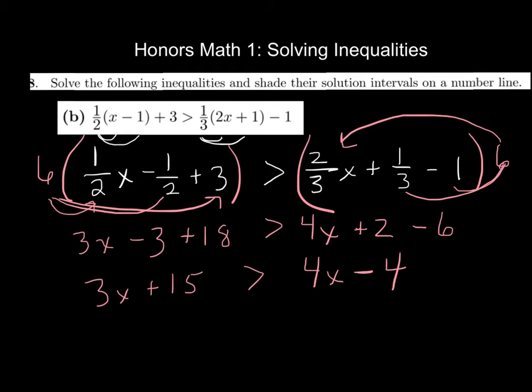Just for the heck of it, I'm going to subtract the 4x from both sides. I usually wouldn't. I'd usually subtract the 3x. But I want to make sure we know when to flip things. And I'm going to subtract the 15 from both sides.